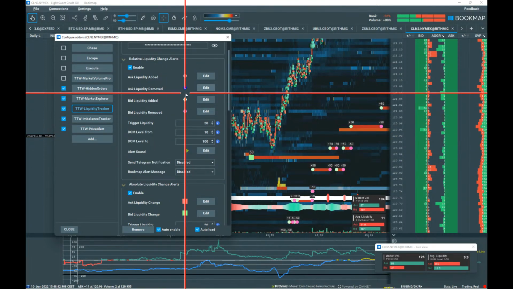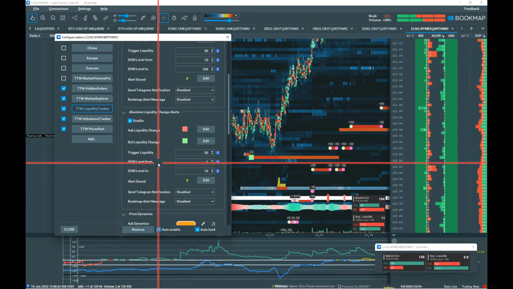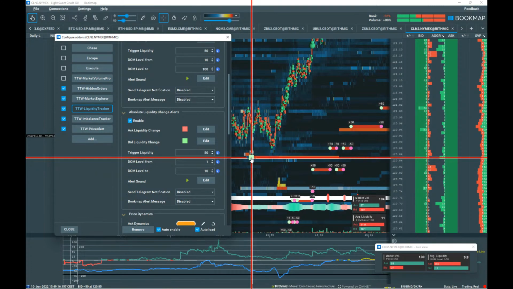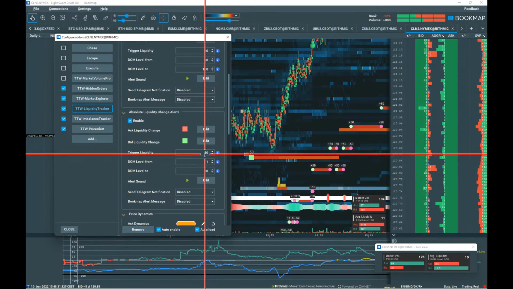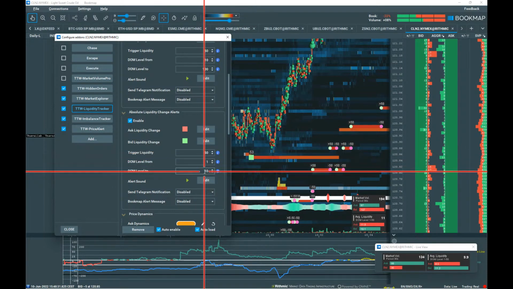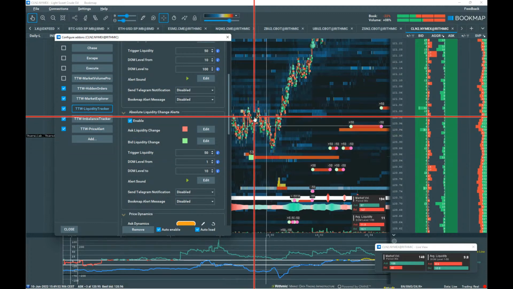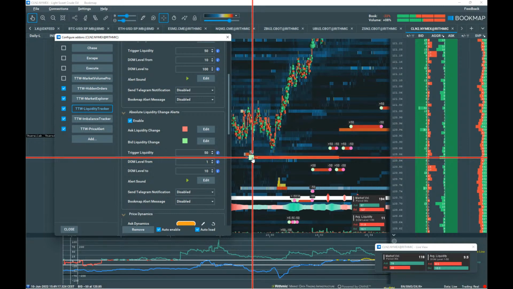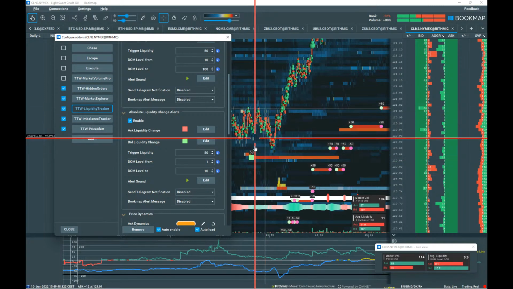This is the relative liquidity, ladies and gentlemen, and the absolute liquidity change alerts as well. Here we want to see around the price, maybe 10 cents or 10 points or 5 points, whatever you're trading, very close to the price, what is happening, is someone coming up and supporting the price or not.